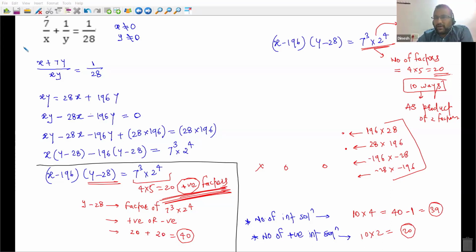So these positive and negative factors combined, total there are 40 factors. Y minus 28 का value -1 भी हो सकता है, +1 भी हो सकता है. Y minus 28 का value 2 भी हो सकता है, -2 भी हो सकता है, 7 भी हो सकता है, -7 भी हो सकता है. So likewise there are 40 values possible. Is this clear, everyone? So that is why the number of solutions are 40 और 0 को eliminate करने के लिए -1. So this logic we need to use over here.